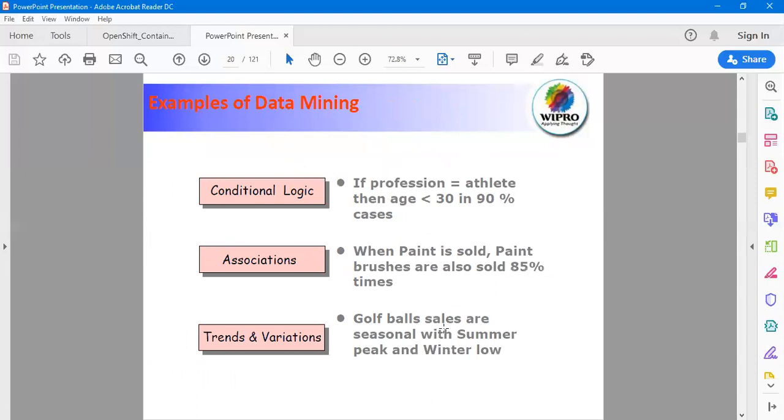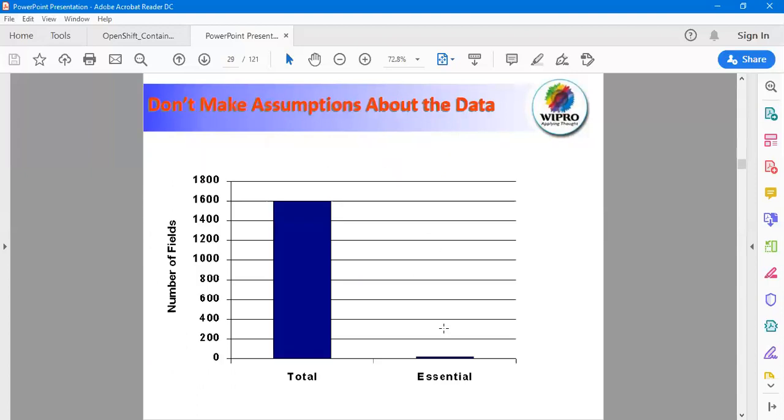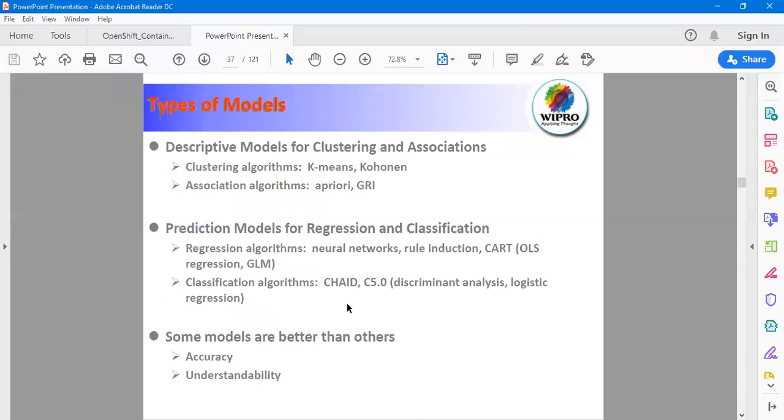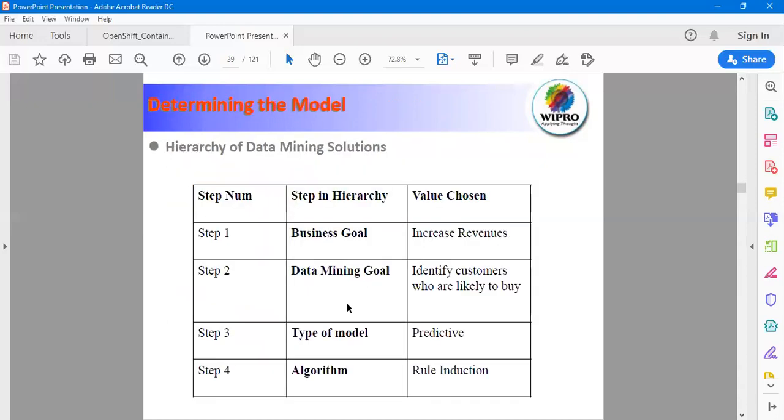So finally, after so much research and time in projects, I generally classify the descriptive model for machine learning and the predictive model for data mining. Once you understand the business goal, that's step one. This is basically for increasing revenues.